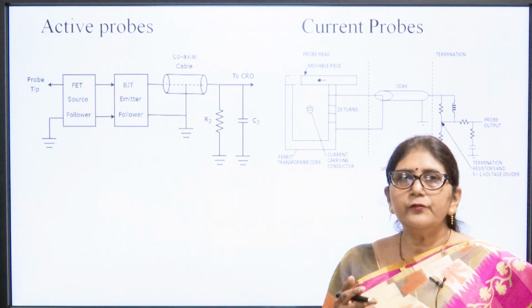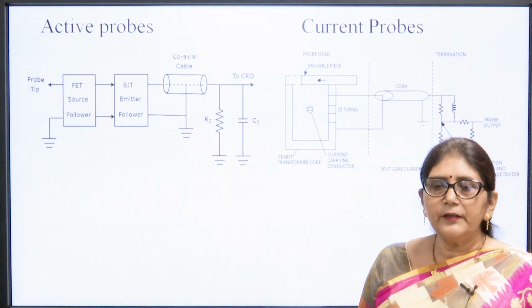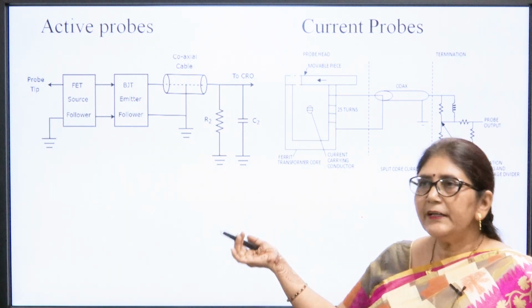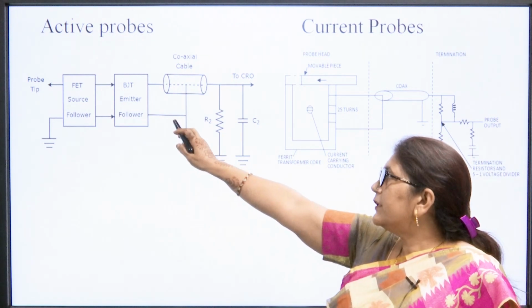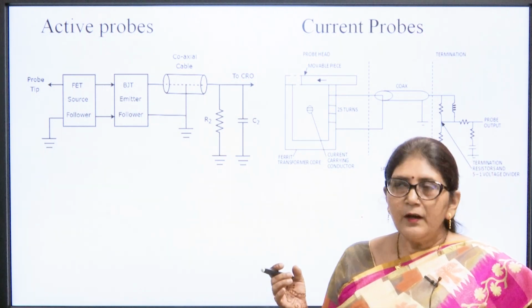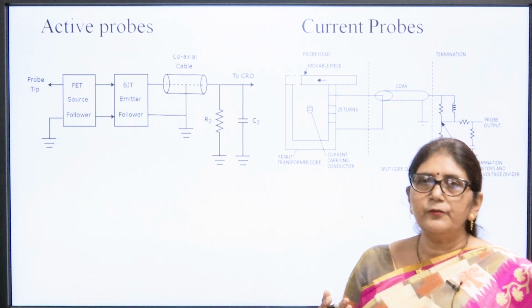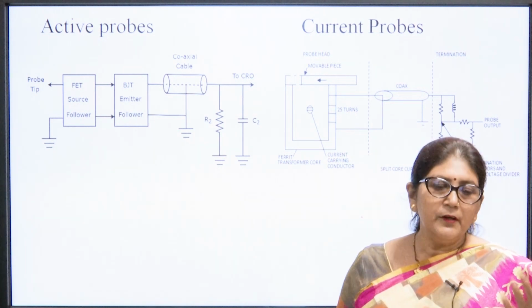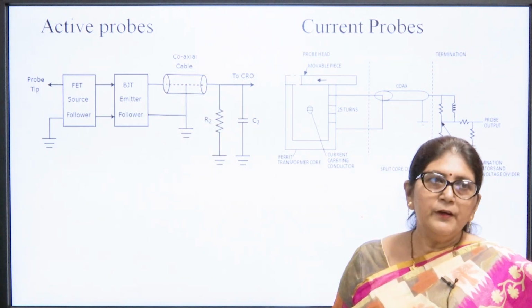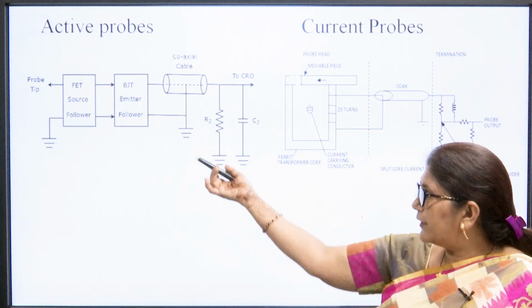In the active probe we use a BJT emitter follower. We know the emitter follower circuit has the property that its input resistance is very high, its output resistance is very low and the gain is 1. The BJT emitter follower basically offers resistance of at least up to 1 mega ohm. If we want to enhance this resistance, if we need a high value of resistance so that our instrument will not affect the measuring circuit, then we need a FET source follower. The FET source follower also offers more than 10 mega ohm resistance.